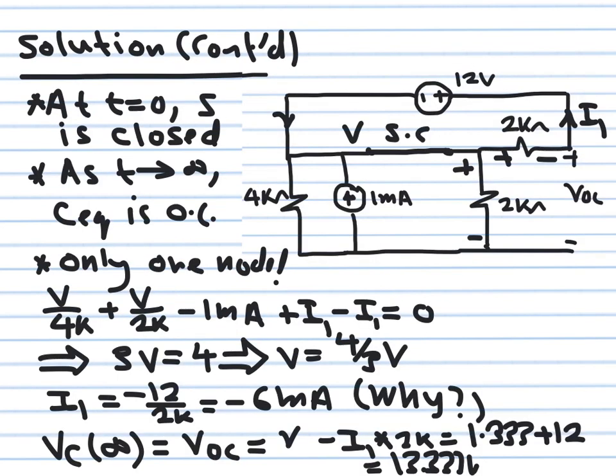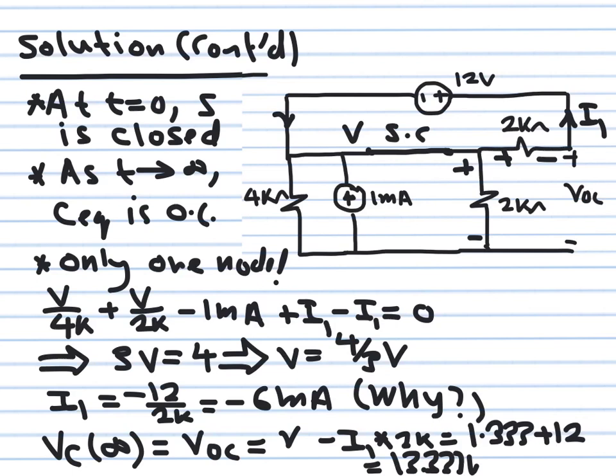Okay, so I redrew the circuit again. The switch, as you can see, has been closed. I'm talking about steady state, so time going to infinity. So the equivalent capacitor still looks like an open circuit. And my target is to find this open circuit voltage. Why? Because I need the capacitor voltage at infinity to calculate the coefficients K1 and K2.